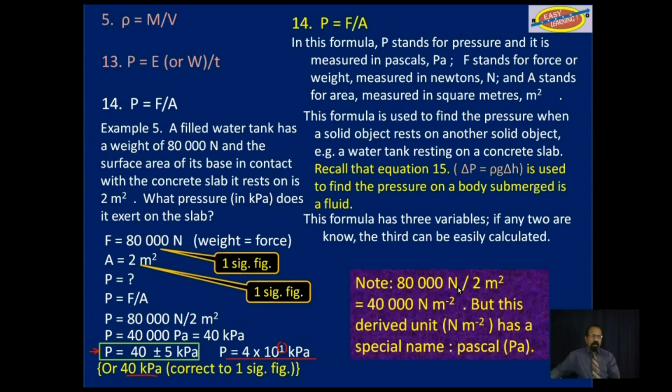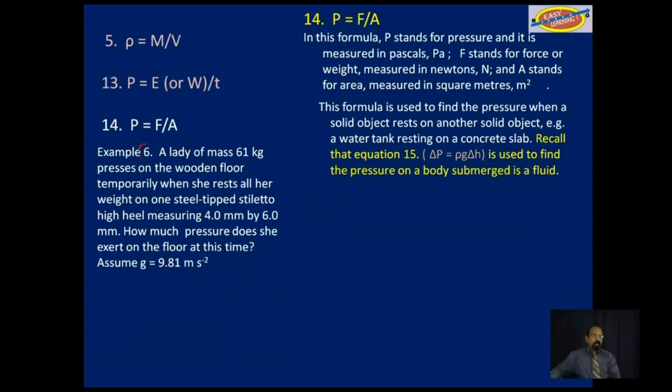Note, 80,000 newtons divided by 2 square meters is equal to 40,000 newtons per square meter. That is technically correct. But this derived unit, newton per square meter, has a special name, and it is the Pascal. By the way, what you have here is a definition for the Pascal. The Pascal is the force of 1 Newton acting normally, meaning at right angles, on an area of 1 square meter. We now look at example 6.